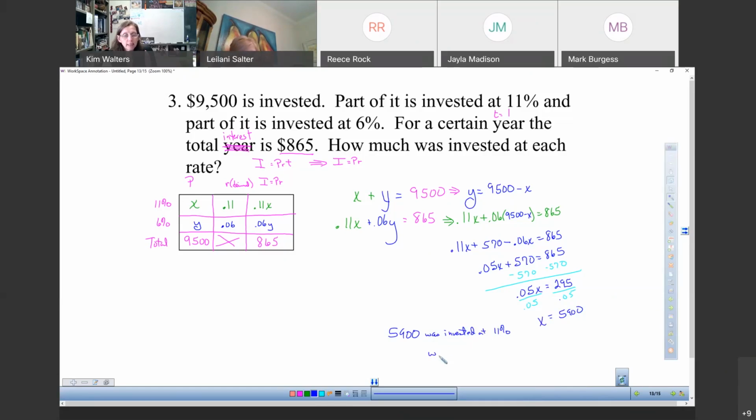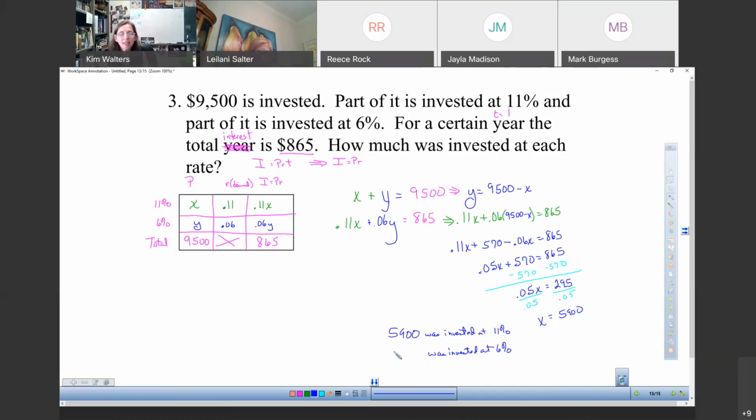How do I find the amount that was invested at 6%? How do I find that second amount? Or somebody can just tell me what that second amount is. That's okay too. So close. Ooh, I know what we're doing. Okay, so yeah, there you go.